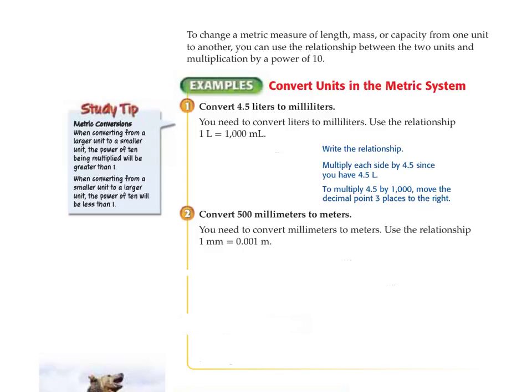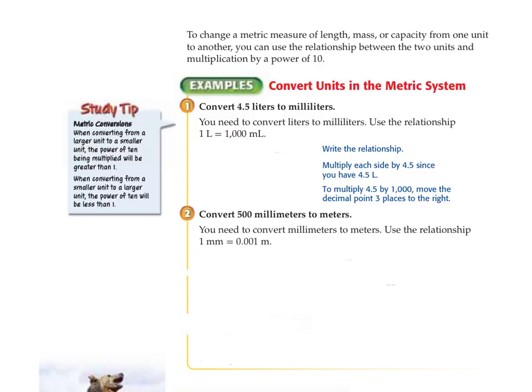We're going to do some conversions here. To change a metric measure of length, mass, or capacity from one unit to another, you can use the relationship between the two units and the multiplication by a power of 10. So for example, let's convert 4.5 liters to milliliters. You need to convert liters to milliliters. Use the relationship that 1 liter equals 1,000 milliliters.